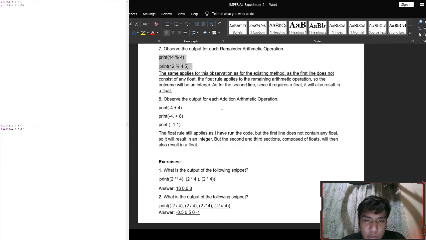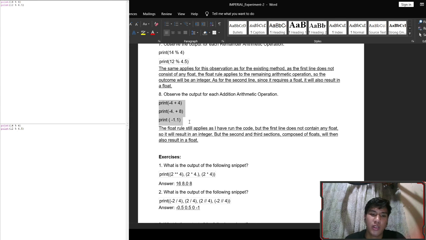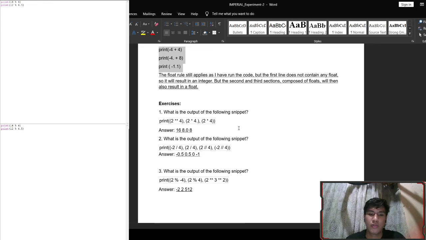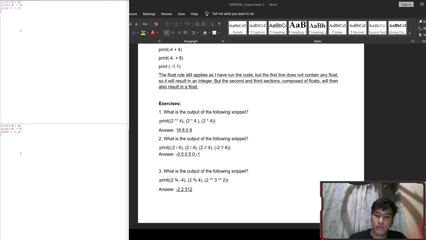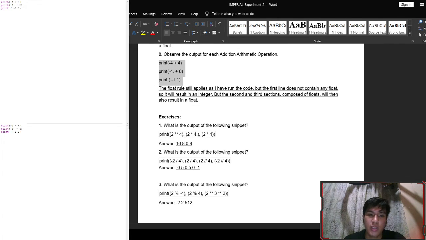Number 8, observe the output for each addition arithmetic operation. Let's copy paste. F5. 0.0, 4.0, -1.1. So let's see the answers. The float rule still applies as I have run the code, but the first line does not contain any float, so it will be an integer. But the second and the third lines composed of floats will also result in a float.